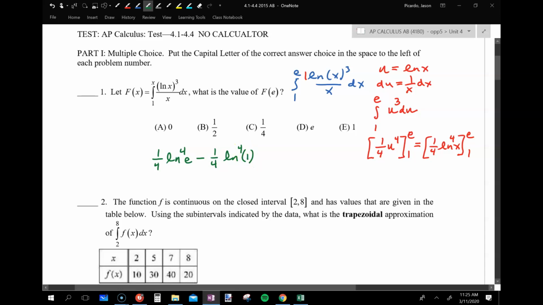that, right? How do I evaluate this, guys? Well, can't this 4 be brought out in front? So isn't this the same as the natural log of e to the fourth? What's the natural log of e? 1, so 1 to the fourth is 1. So this is a fourth times 1. Minus, all right, what's the natural log of 1? 0, yeah. Gives me my answer of 1/4. Good?